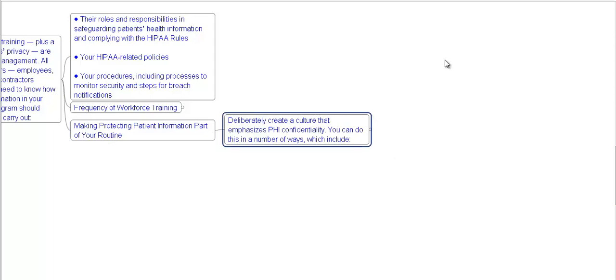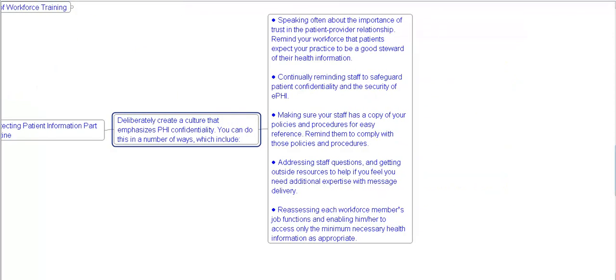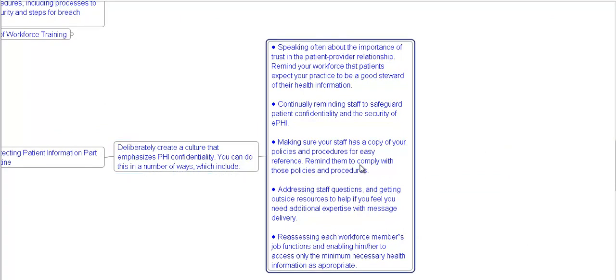You can do this in a number of ways, which include speaking often about the importance of trust in the patient-provider relationship. Remind your workforce that patients expect your practice to be a good steward of their health information. Continually remind the staff to safeguard patient confidentiality and security of ePHI, making sure that your staff has a copy of your policies and procedures for easy reference. Remind them to comply with those policies and procedures.